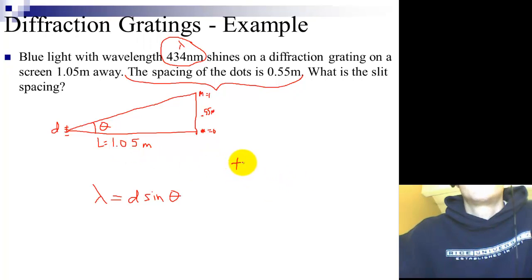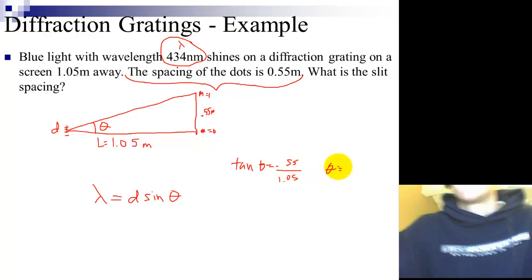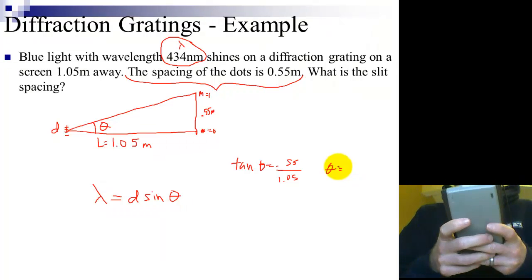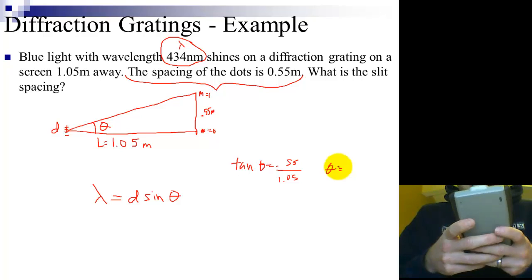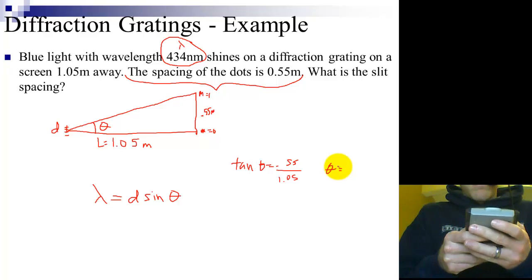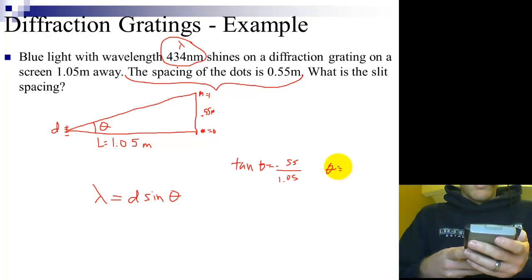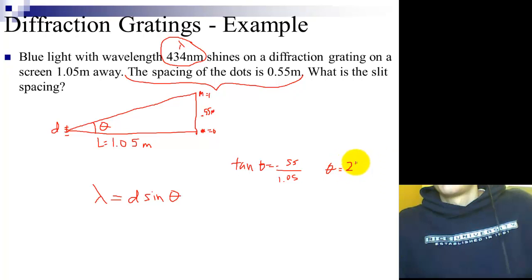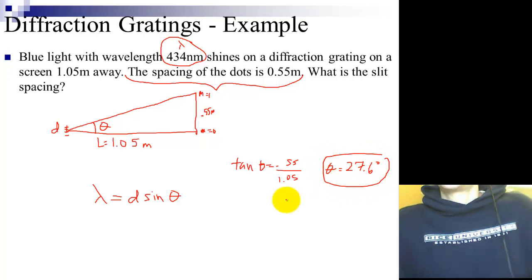Okay, so we can do tan theta equals 0.55 over 1.05, and then we can get theta. Let's do that real quick in the calculator. 0.55 divided by 1.05, and then take inverse tangent, and I get 27.6 degrees. 27.6 degrees. And so now I can plug that in over here.